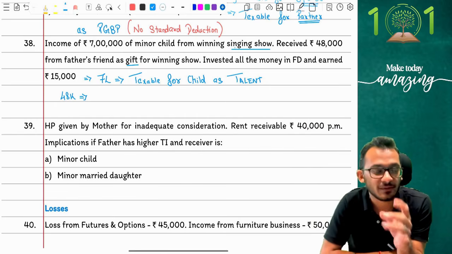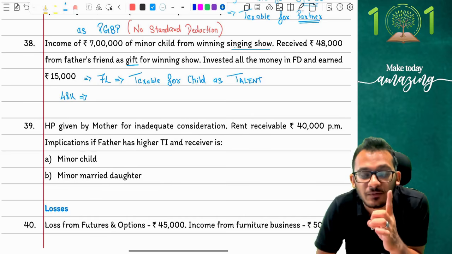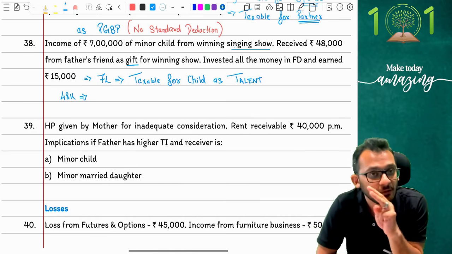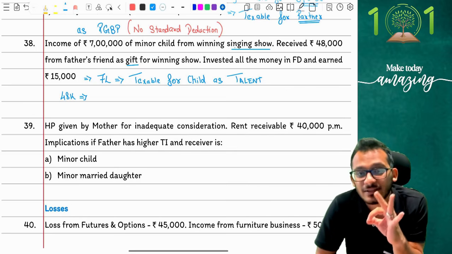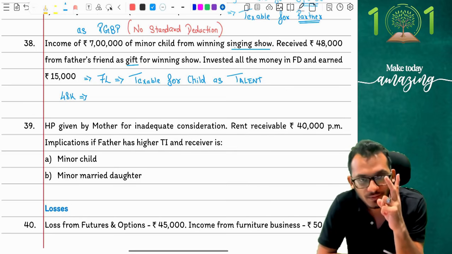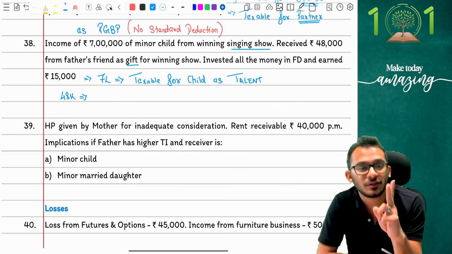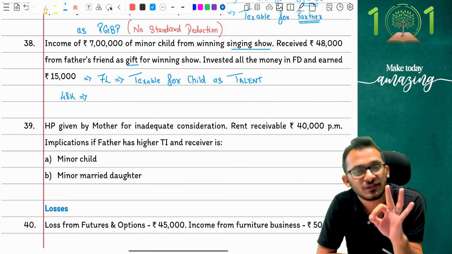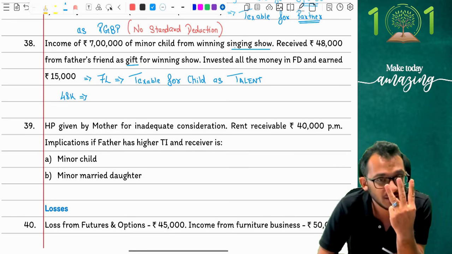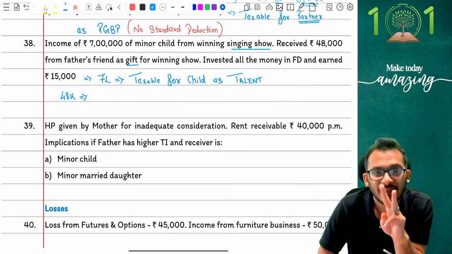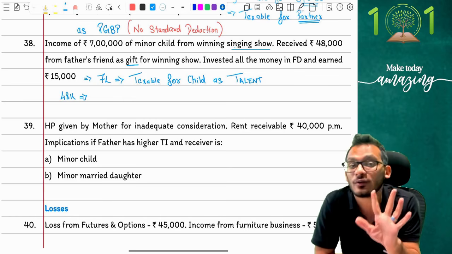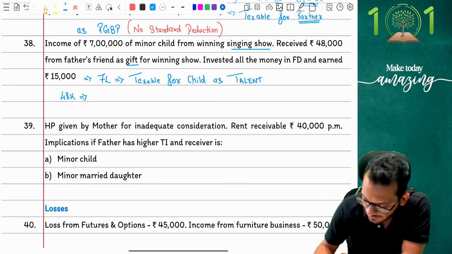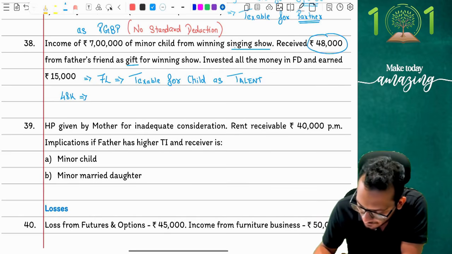People, when it comes to gifts, I've always told you, never jump on the gift rules. A gift has a 3-way condition and you have to follow the 3 conditions properly. Condition number 1, I should have received an asset which is covered. This is money, covered. Condition number 2, it should not be an exception. Father's friend is not an exception, which means definitely taxable. But condition number 3 is what you missed. Condition number 3 says I should receive a gift of more than 50,000 for it to be taxable. Notice, I have only received 48,000 worth of gift.